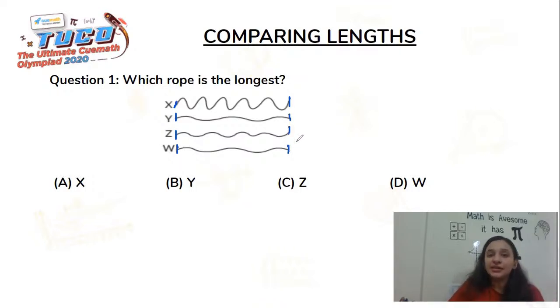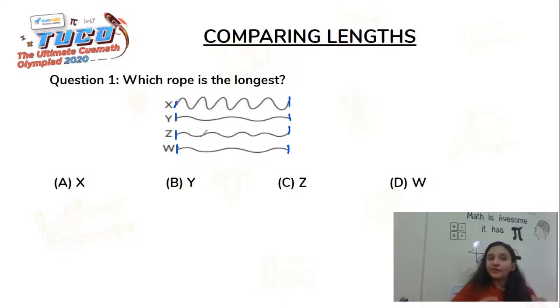So it might initially look like all the ropes are of equal length, but if you look carefully, you would see that rope X has more slack or more curves in it. Then Y has very, very little, the least amongst all. Then Z has some more slack, but less than X. And then W has a bit less than Z, but definitely more than Y. Slack means the curves that we have in a rope.